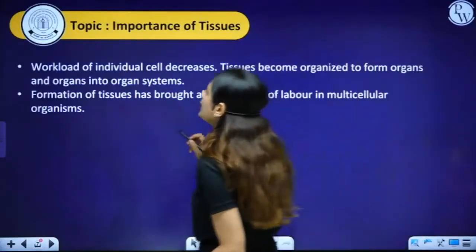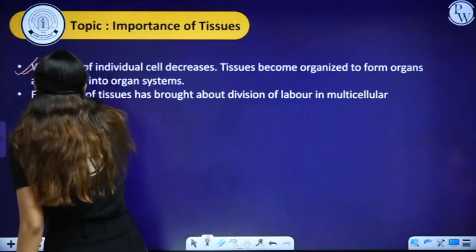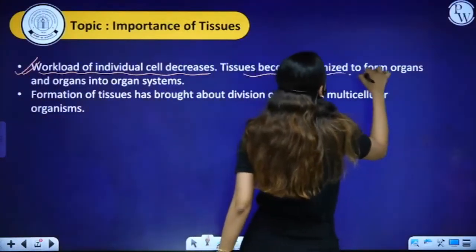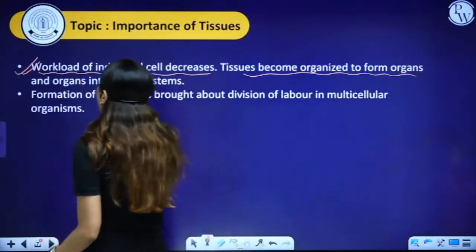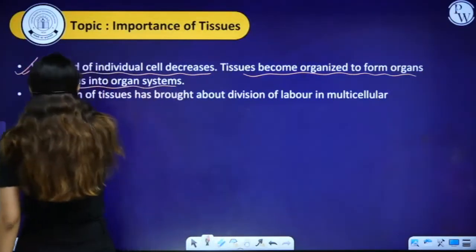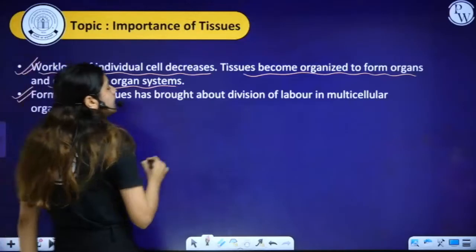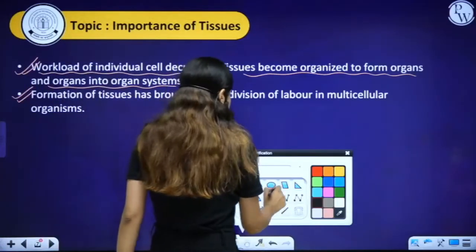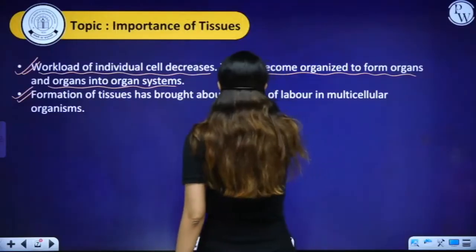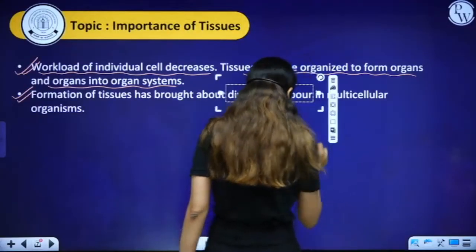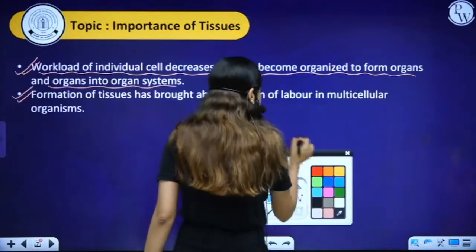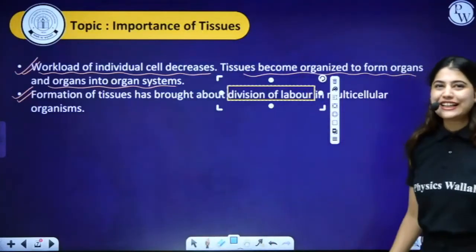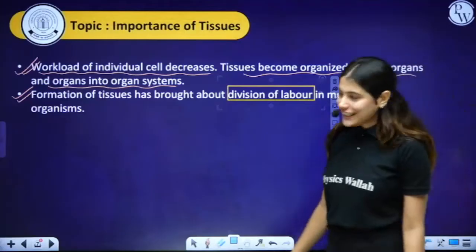That is, the work on the individual cell decreases, and these tissues organize to form organs and organ systems, and hence we can say there is division of labor. Division means divide and labor means work. So we are dividing the work. The work is being divided with the help of the tissues.